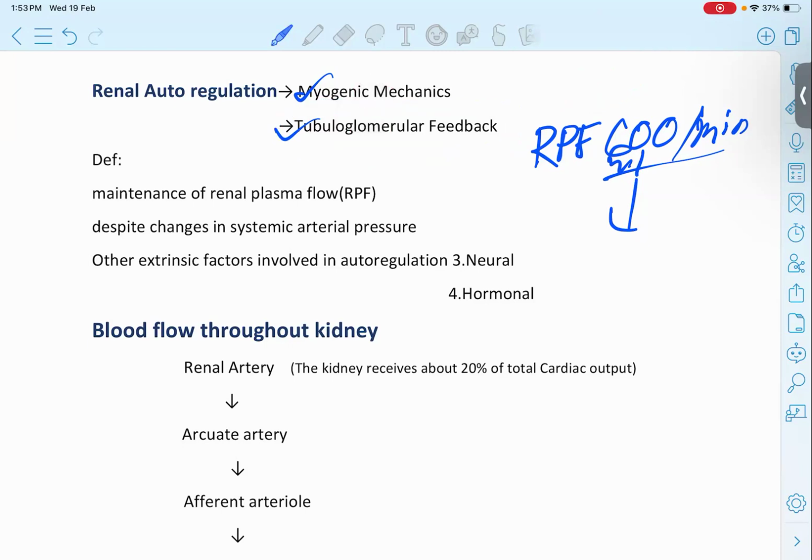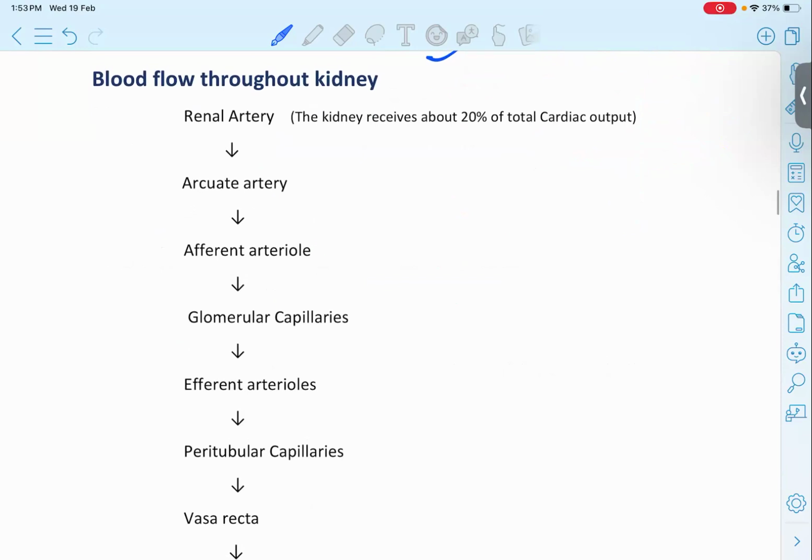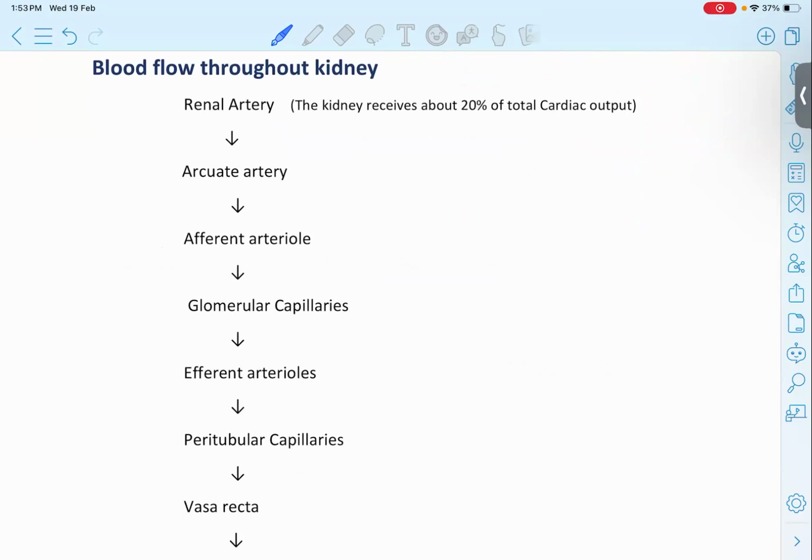So anyways, there are four feedback mechanisms: myogenic, tubuloglomerular feedback, neuronal, and hormonal. And we will be discussing all of it thoroughly. But before that, I want to show you the blood flow of kidney.